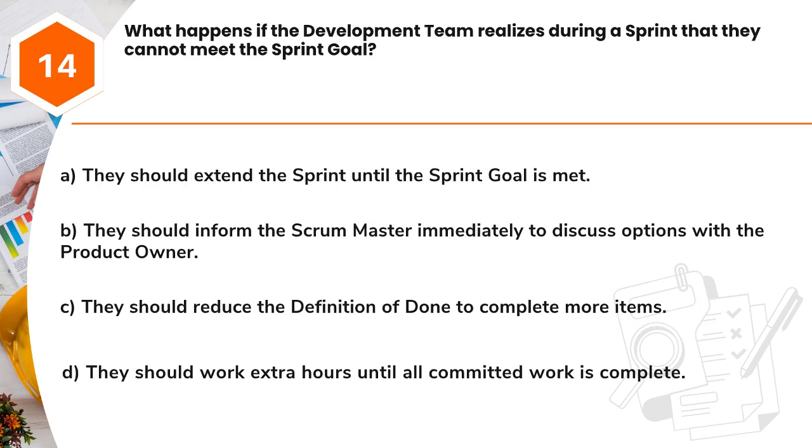Question 14. What happens if the development team realizes during a sprint that they cannot meet the sprint goal? A. They should extend the sprint until the sprint goal is met. B. They should inform the Scrum Master immediately to discuss options with the product owner. C. They should reduce the definition of done to complete more items. D. They should work extra hours until all committed work is complete.